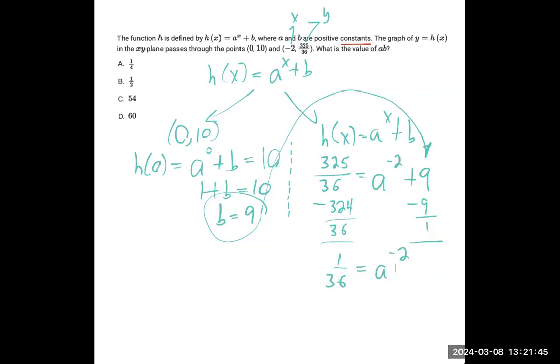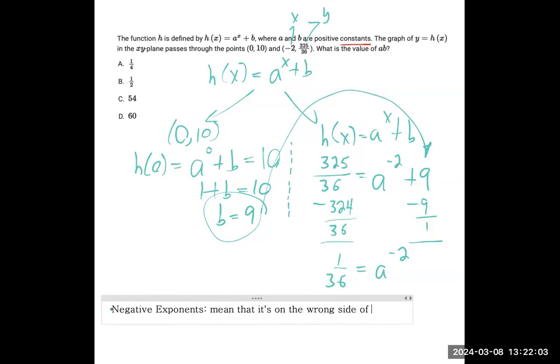Now, what in the world is a negative exponent? Negative exponents mean that whatever has the negative exponent is on the wrong side of the fraction. So that's a nice rule of thumb. Anything that has a negative exponent is on the wrong side of the fraction. So here, if we want to make this into a to the +2, we can flip the fraction over and it becomes 36 over 1, or just 36.